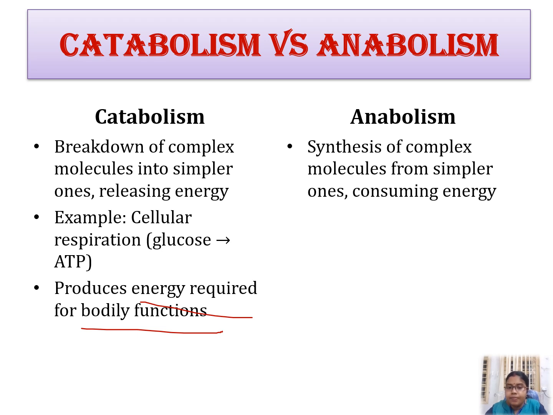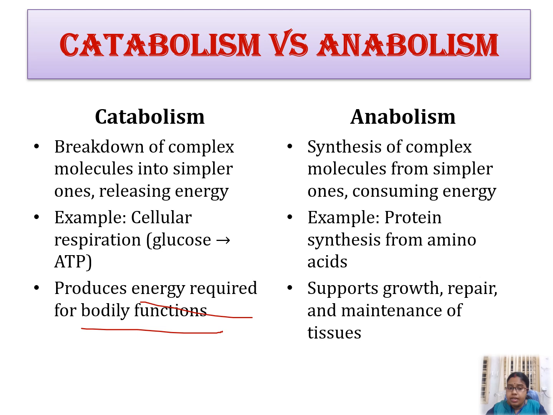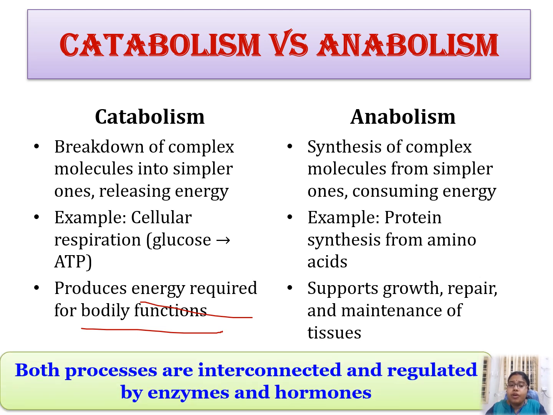Anabolism means the synthesis of complex molecules from simpler ones. It consumes energy, that means protein synthesis from amino acids. It helps in growth, repair, and maintenance of tissue. So both processes are interconnected and regulated by enzymes and different types of hormones.